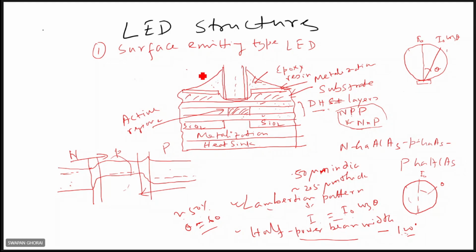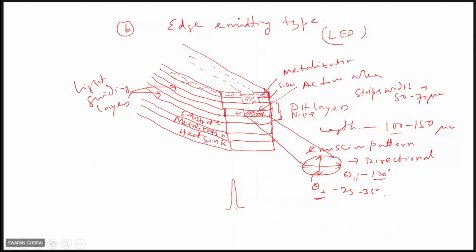In this case, you see this active layer is perpendicular to the fiber axis, so that the photons emitted in the forward direction will be coupled into the optical fiber. So this is the surface emitting type LED. And another, also most important in fiber optic communication, is the edge emitting type LED.